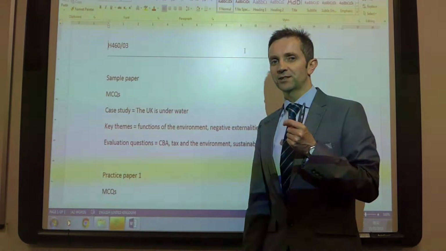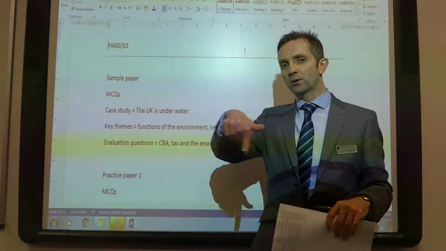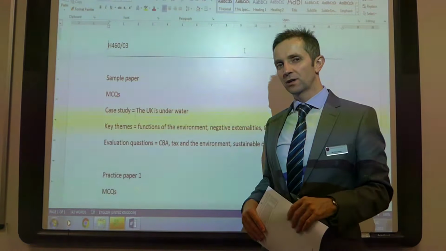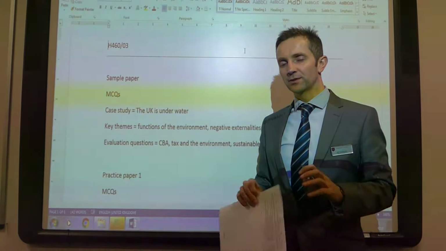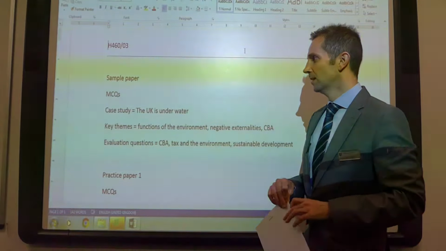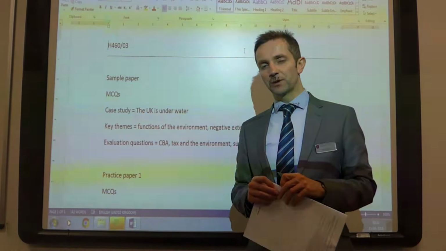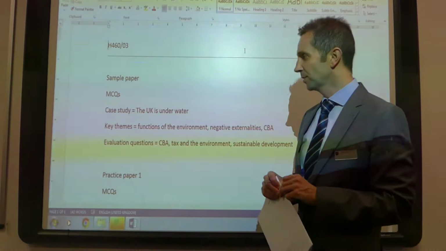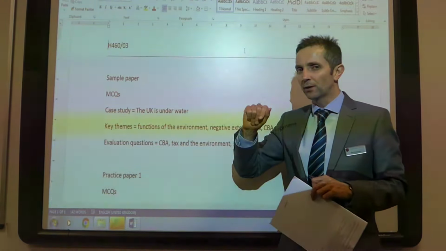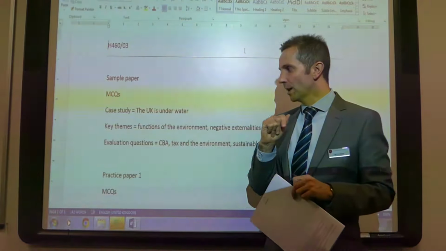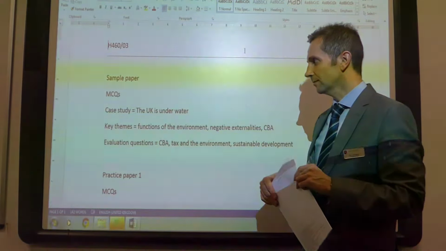If you don't have access to these, there's a Dropbox link beneath, and you can download the papers and the mark schemes. Okay, so let's have a look at the various papers which have been published previously. So number 1, the sample paper. Find this on the OCR website, ladies and gentlemen.